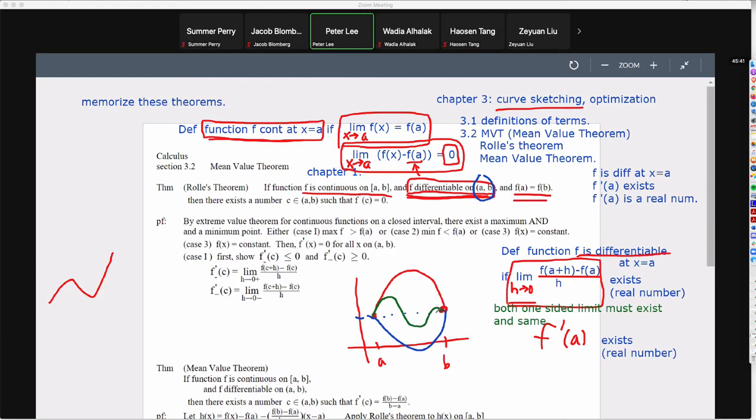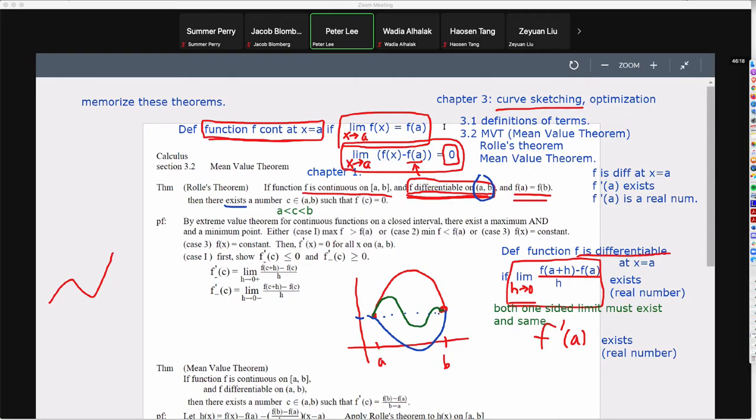So if that's the case, then what is the conclusion? The conclusion says that there exists a number C. There is a number C on the open interval A to B. When you say C is on the interval A to B, what we really mean, in simple words, is basically this: A is less than C is less than B. This is another way of saying that.